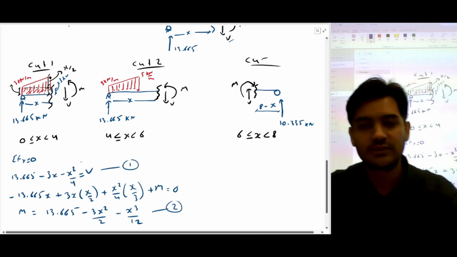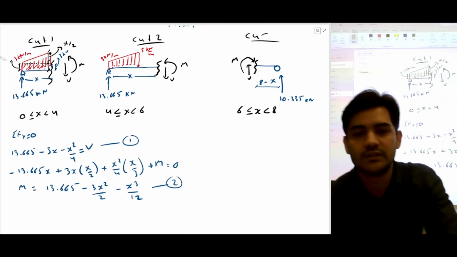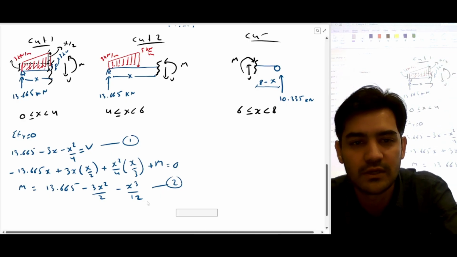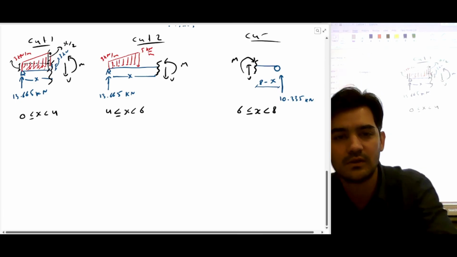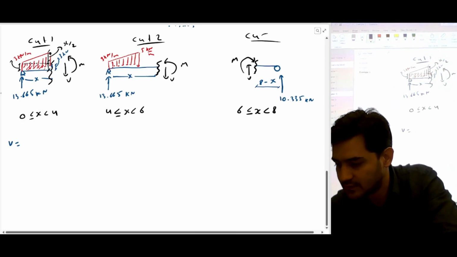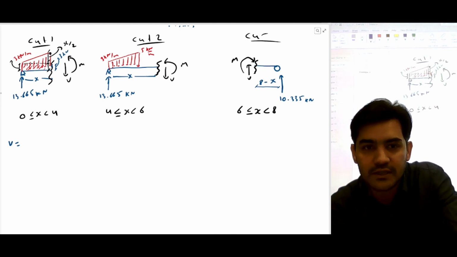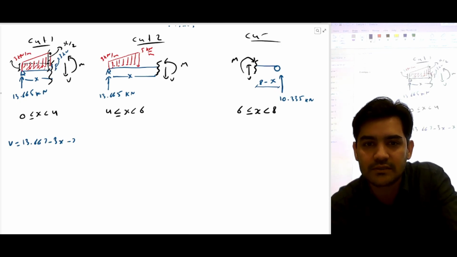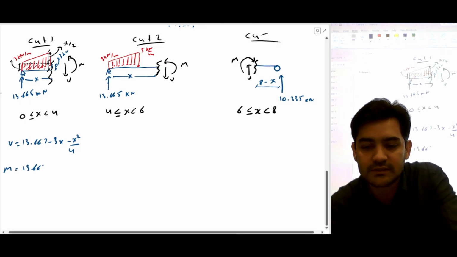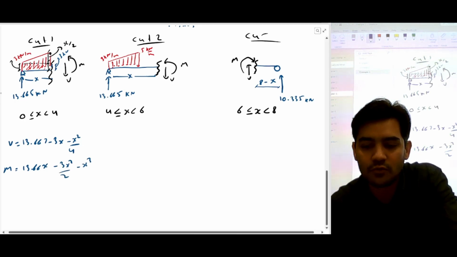Okay. So now we have equations for the cut 1 and cut 2. I'm going to clean it up and write it down in the easiest way possible so that we can have room for other equations as well. My shear force is 13.667 minus 3x minus x squared by 4. My bending moment is 13.66x minus 3x squared by 2 minus x cubed by 12.